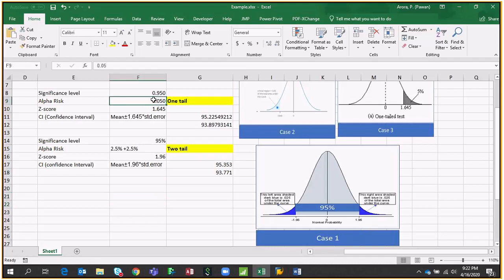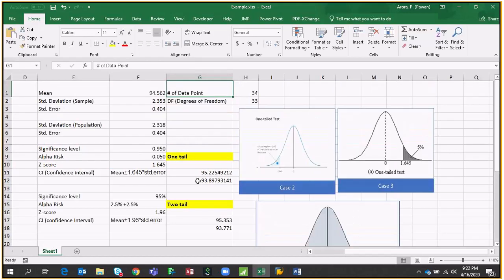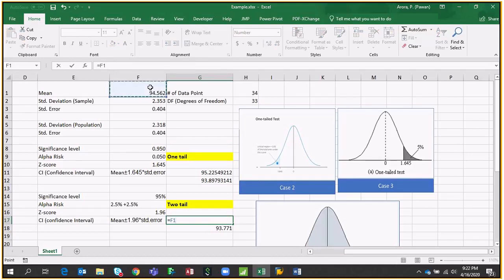So in the top case, your z score was 1.645. Here your z score is 1.96. So your formula will be mean plus minus 1.96 into standard error. So let's calculate this for the confidence interval. Please understand, the confidence interval will be equal to your mean plus 1.96 multiplied by your standard error. This will be the right hand part because this is added, and this is for the left hand part. So this is how you can calculate the confidence interval.